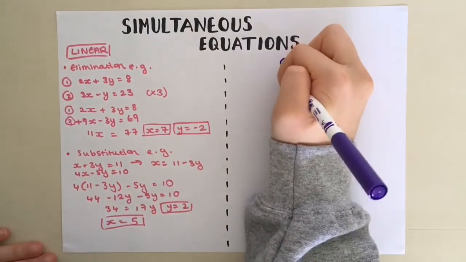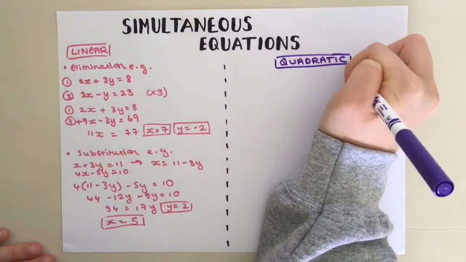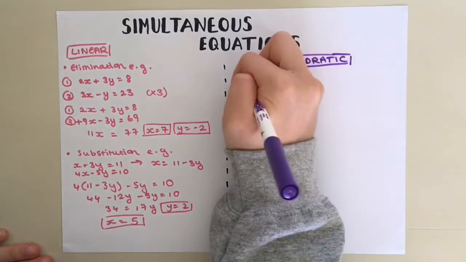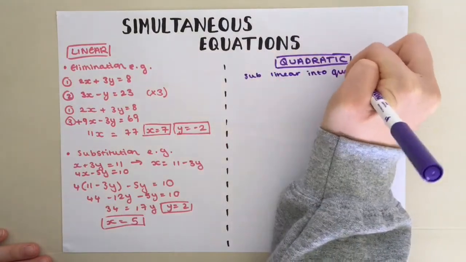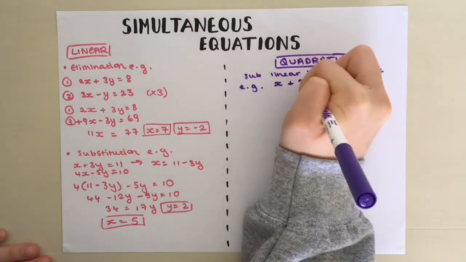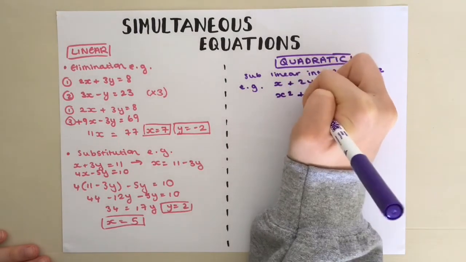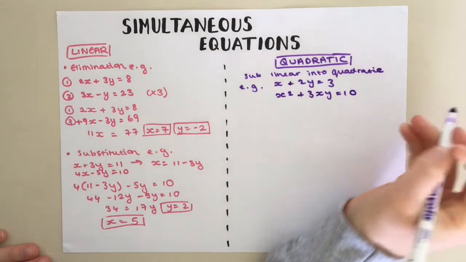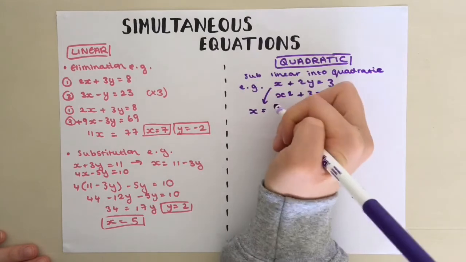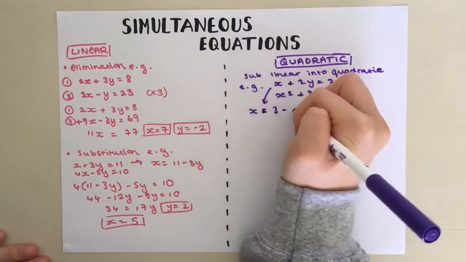However, sometimes we might have one quadratic and one linear equation. So in this circumstance, you need to substitute the linear equation into the quadratic. For example, if we have x plus 2y equals 3, that's the linear equation, and then we have the quadratic equation x squared plus 3xy equals 10. We rearrange the top equation to get x on its own. You could rearrange it to get y on its own as well, but I think this is an easier way. x equals 3 minus 2y.